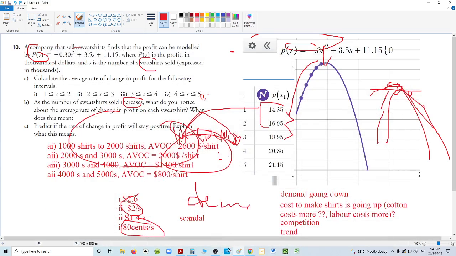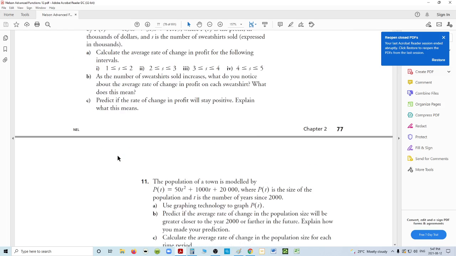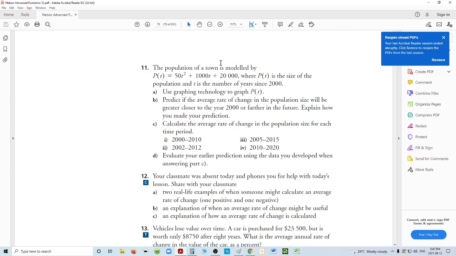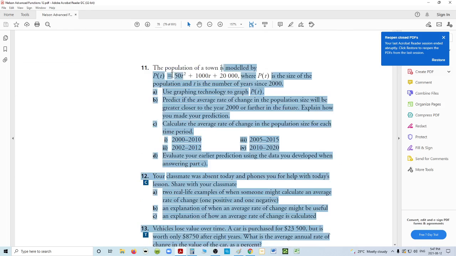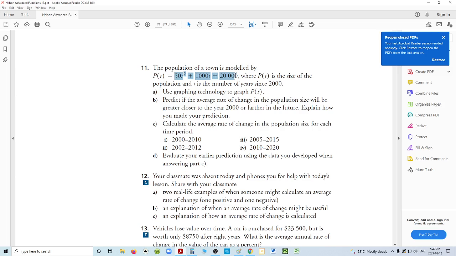Okay, next question. These are taking a little longer than I want. So this is a population of a town modeled by, that's clearly an upwards parabola. And the size of the population, t is years since 2000. So they're starting with 2000, and notice the population is 20,000 people. Use graphing technology. Thank you.